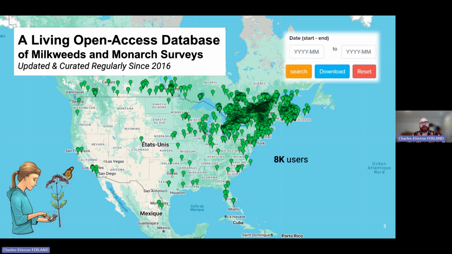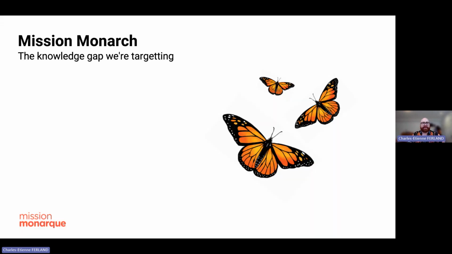Since 2016, we've had over 8,000 users send 14,000 data submissions. They surveyed over 9,000 sites, examined 570,000 milkweeds, reported 84,000 monarchs, all life stages together. It's a very large database.